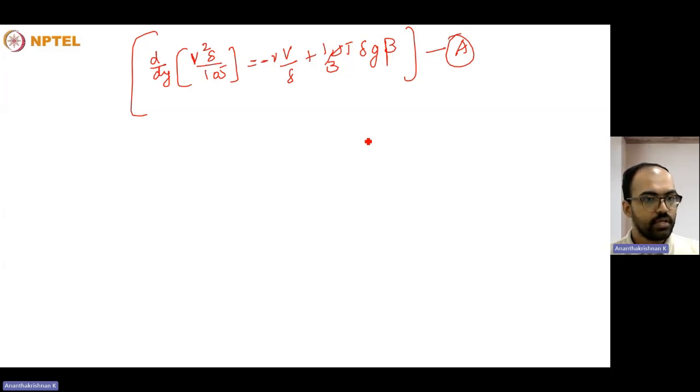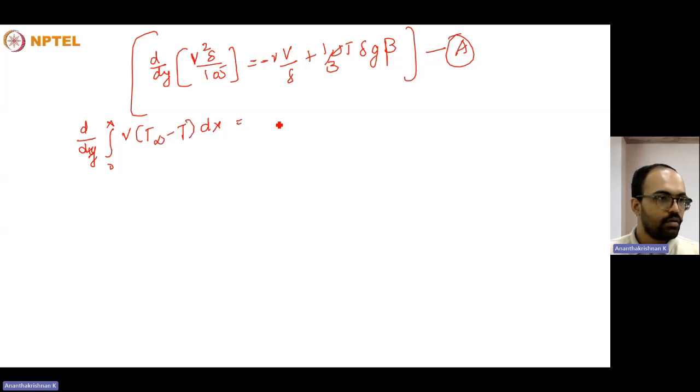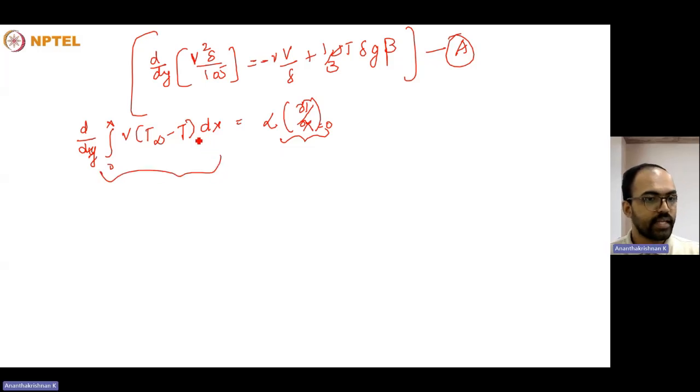And now we can look into the energy equation. The energy equation is kind of the same as that of the previous analysis. It will be d by dy of the integral from 0 to x of v (t infinity minus t) dx equal to alpha dou t by dou x at x equal to 0. This is also obtained as part of the scaling from the basic integral analysis in this week's lectures. So we substituted the similarity profile in this one and obtained the values as such.